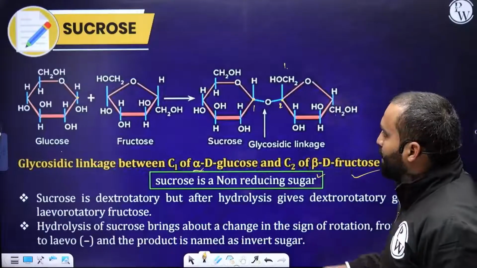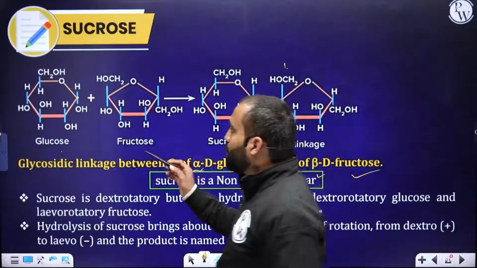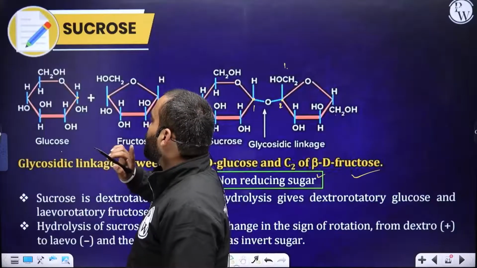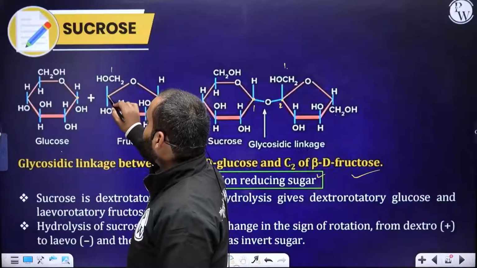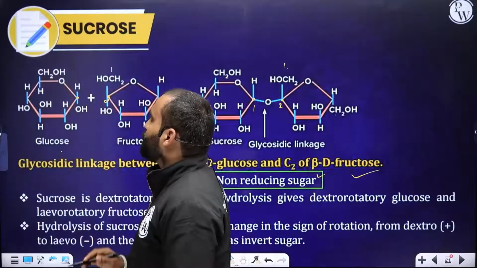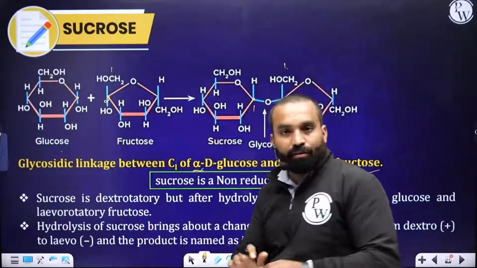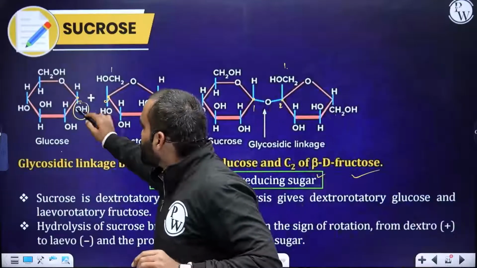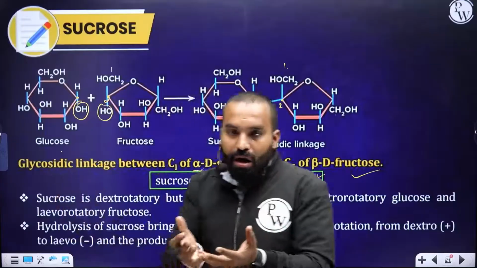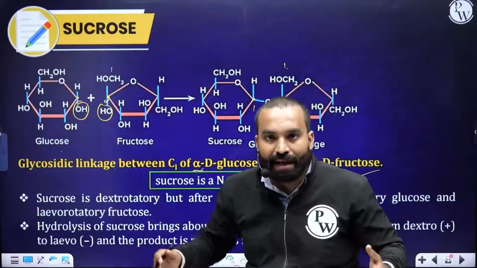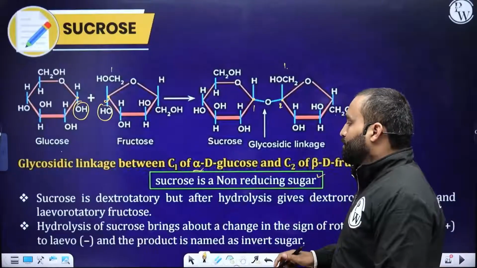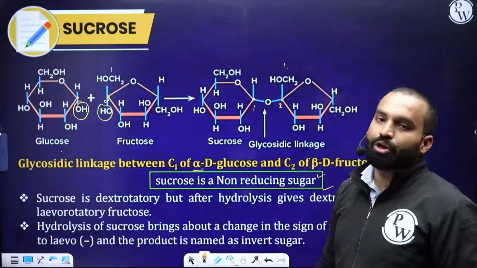Do you notice that this is the first position of glucose, this is the first position, this is the second position of fructose? At none of the positions is OH free. Both of them have produced an anhydride, they have removed water, they have condensed into each other. Therefore, sucrose is known as non-reducing sugar.